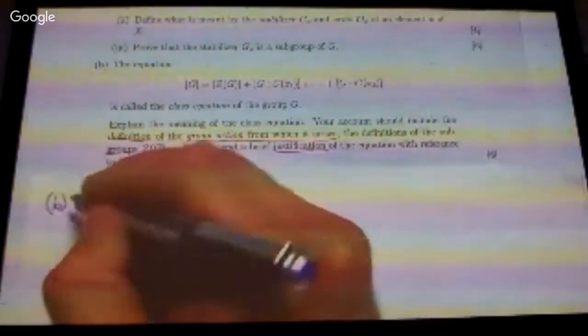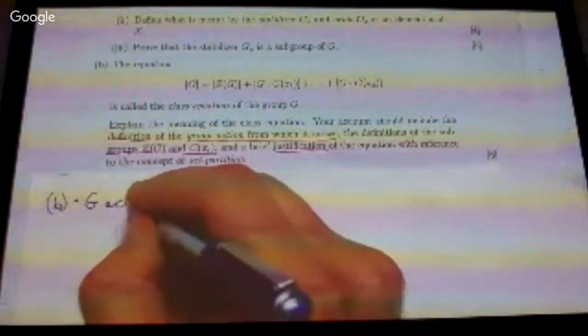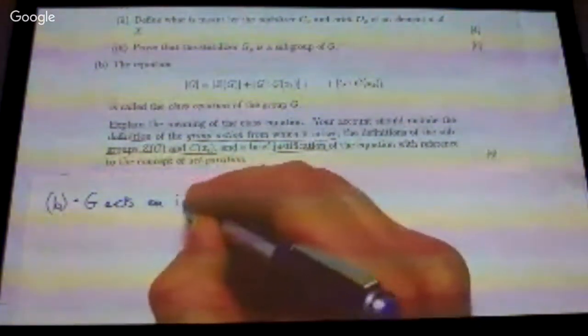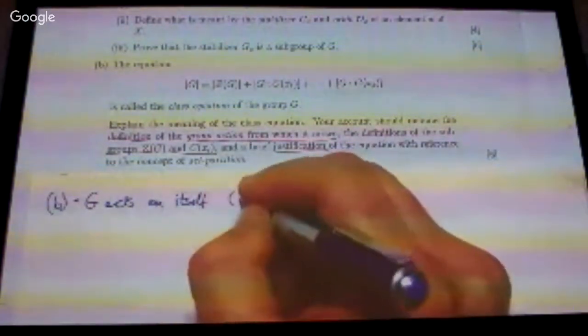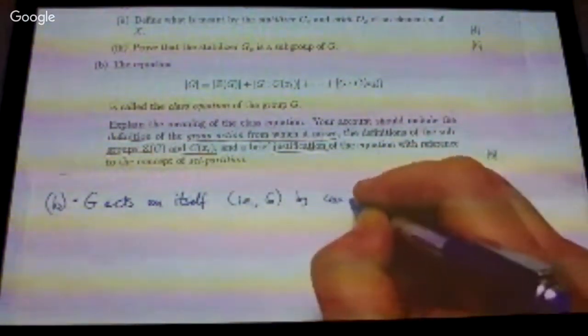One we were talking about, the one that gave us the Sylow theorems. If you don't remember, that doesn't matter; you'll have to remember in a month's time or so. It's the one by conjugation on itself. So G acts on itself by conjugation.